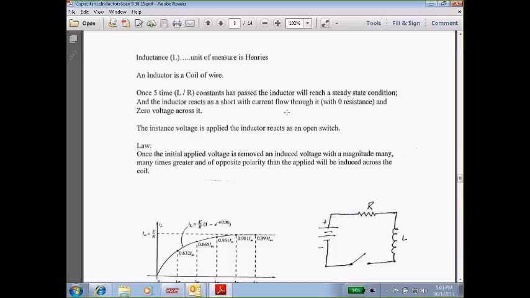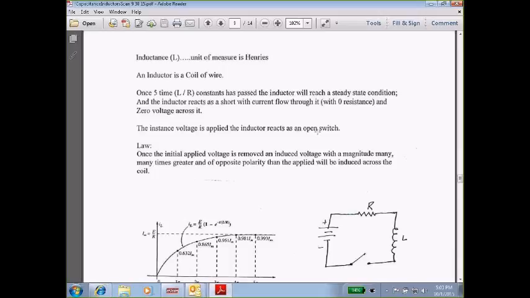How much current can flow through this coil of wire? How much current can flow through a wire? However much you've got. That's what's going to flow. The instant voltage is applied, the inductor reacts as an open switch because current cannot change in 0 time. I keep stressing with students, anytime you're dealing with capacitors and inductors, this exponential function, depending on values, it can be in the milliseconds or microseconds, it's still not 0 time. Current can't flow in 0 time. It does take time when you're going through an inductor.